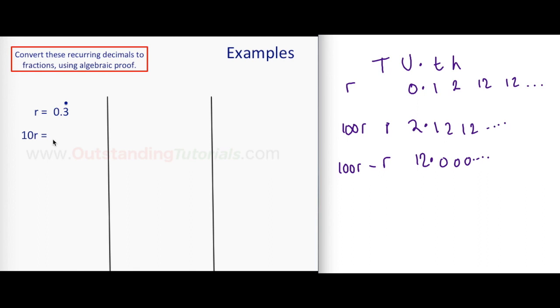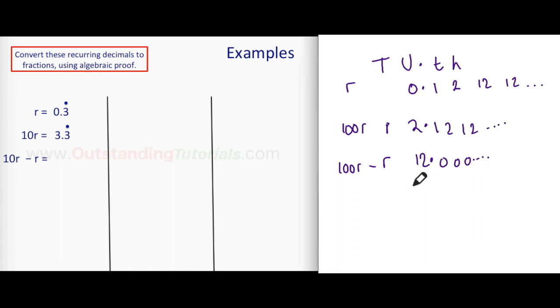So 10R. 10R would be move everything one place bigger. So that would be 3.333 recurring. Okay. Now you see everything after the decimal place is identical. Then I can subtract these two. So 10R minus R is equal to 3.3 recurring minus 0.3 recurring, which is just like we did here on the board.